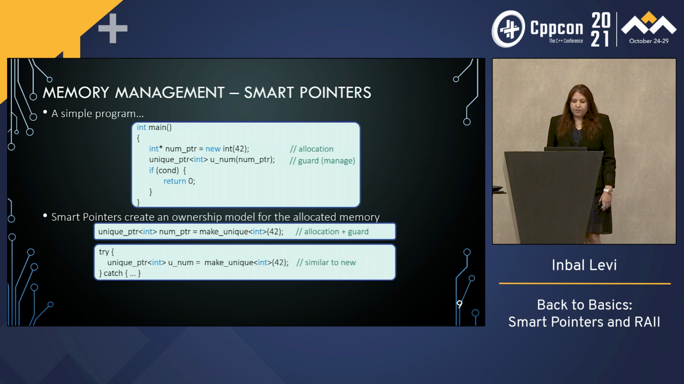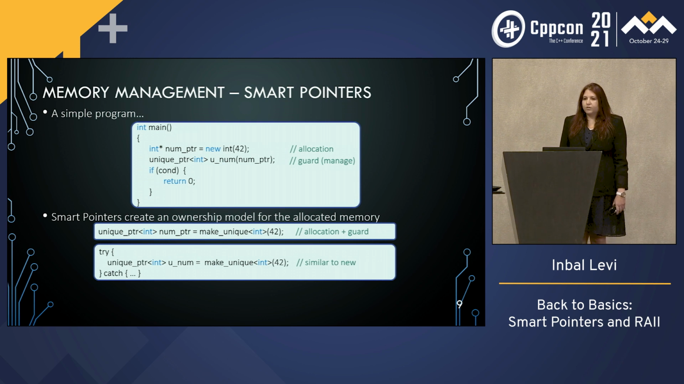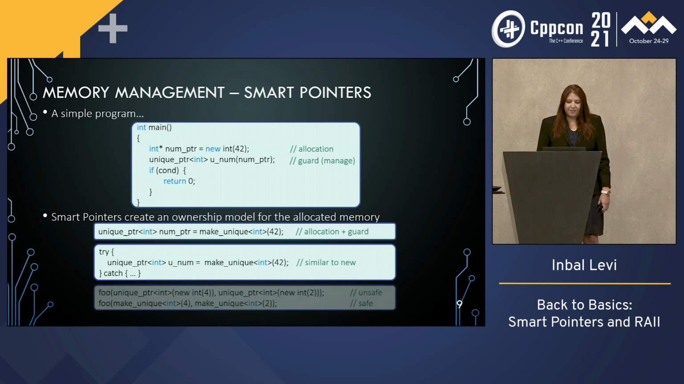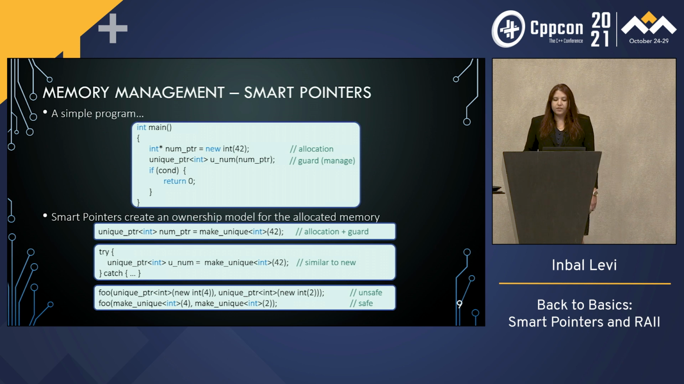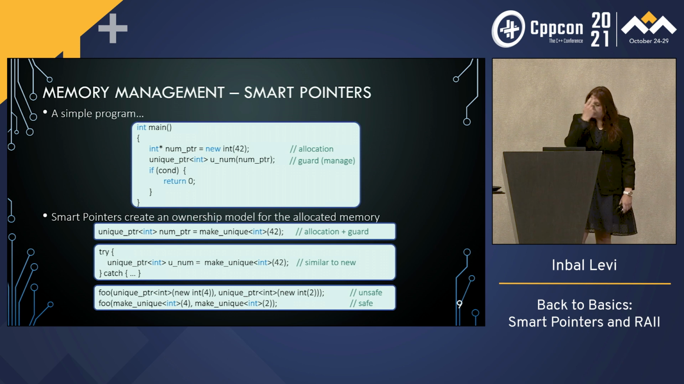And make unique, just like new, can also throw exceptions. So if you want, we can wrap that with a try catch block, which should probably be done. So I want to show you an example of why make unique and make shared, the equivalent for shared pointer, are really useful. So let's look at the first function.